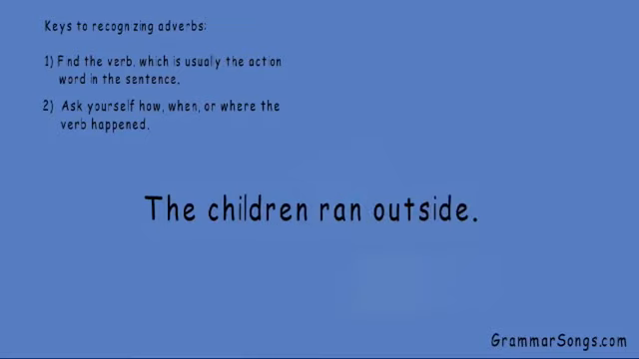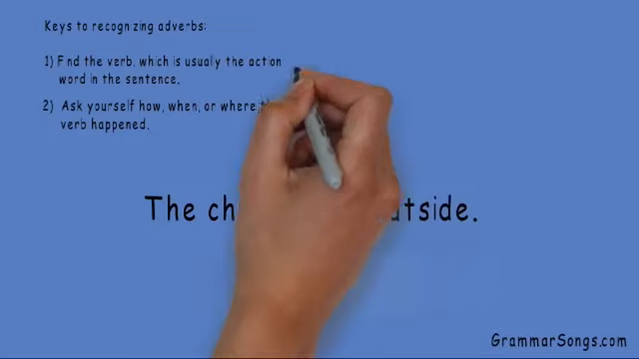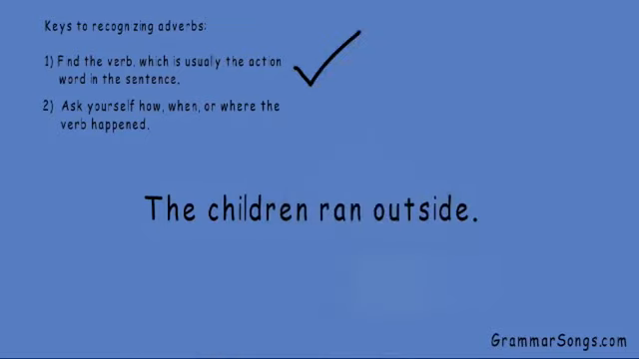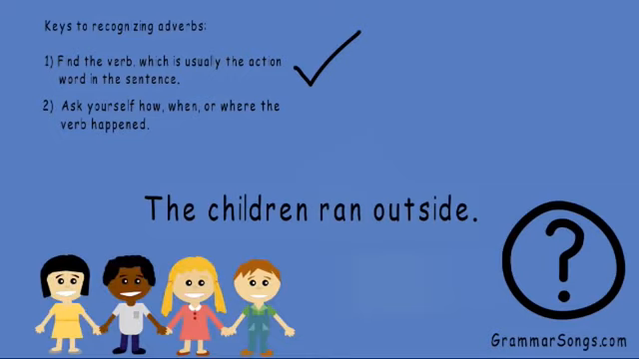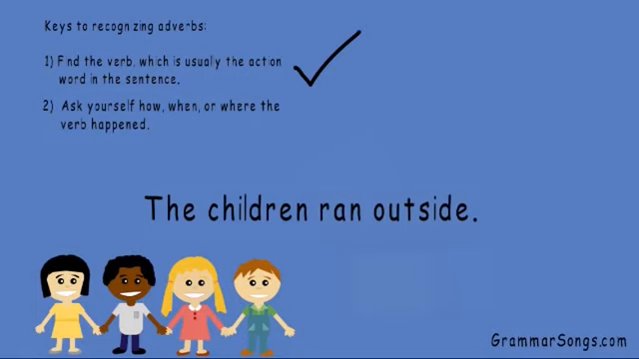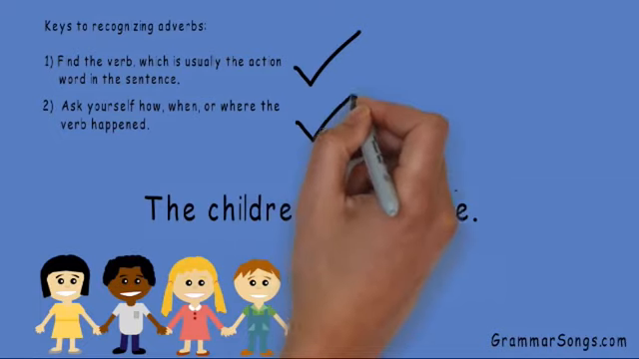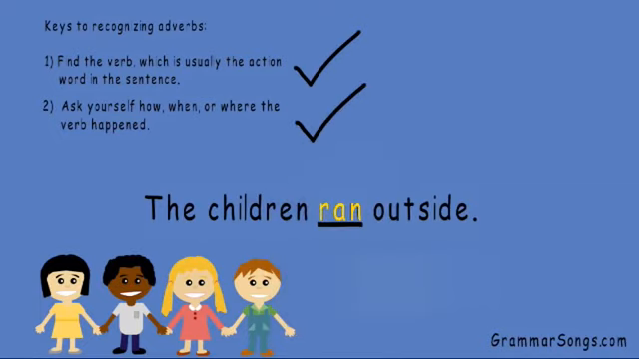The children ran outside. First, I need to find the verb, which is usually the action word in the sentence. Do you see a word that shows action? Well, I know children are people, so what did the children do? They ran. Ran shows action. Ran is my verb. Now I need to ask myself how, when, or where the verb happened.